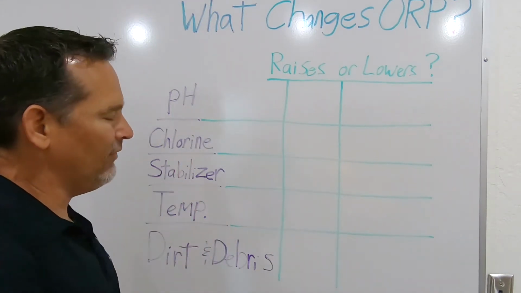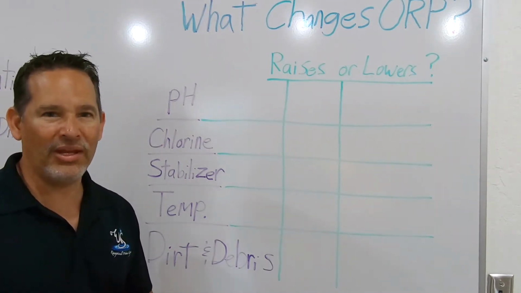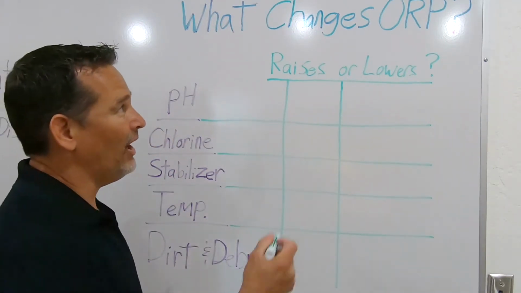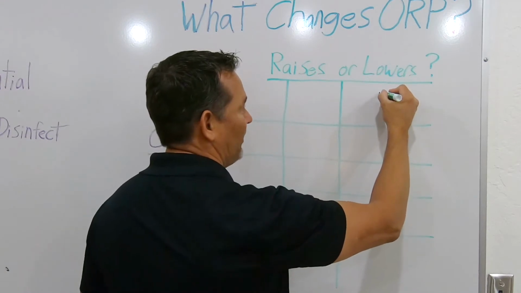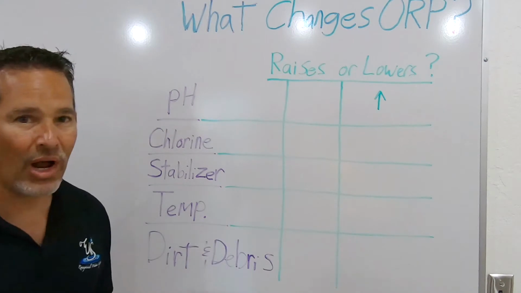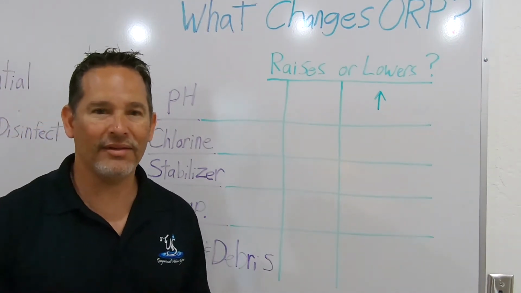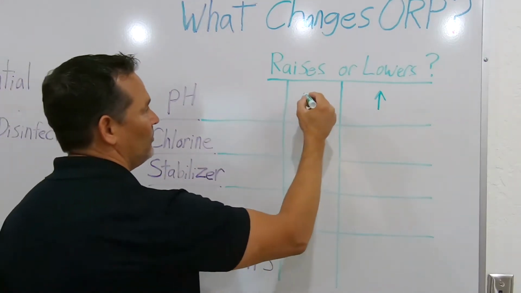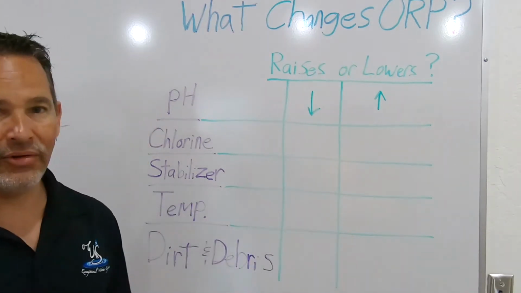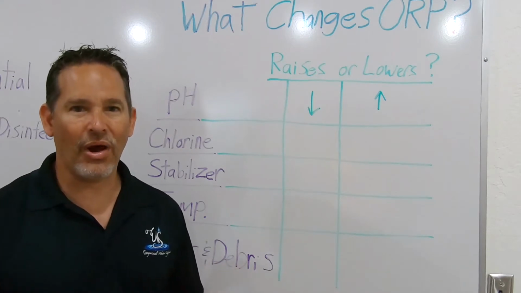So one of the first things I have listed on here is pH. pH has a direct relationship with ORP. As my pH starts to rise, my ORP actually falls. So if my pH starts to go up, my ORP actually drops. The water becomes weaker as my pH starts to rise. As my pH goes down, it actually raises my ORP level. Okay? So my water actually gets stronger as my pH starts to drop.